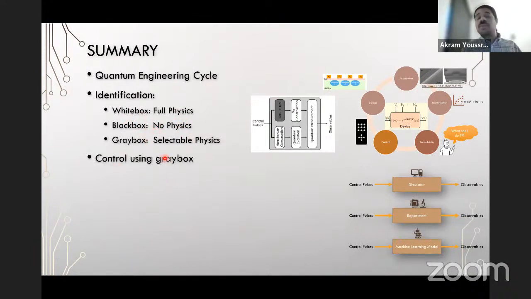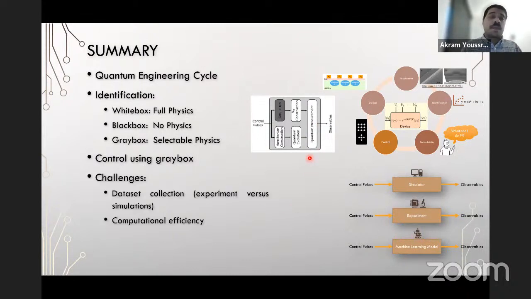Then we talked about control. Control is after you have a model for your device, you can then put it in optimization software and design your pulses. The main challenges we have are machine learning challenges.